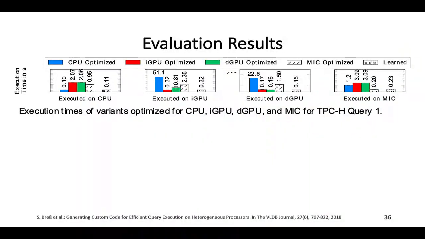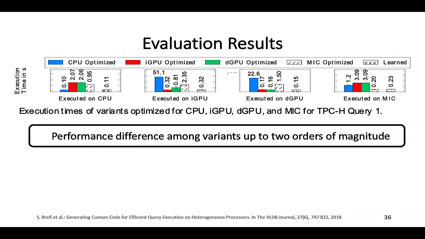So we also did an extensive set of performance comparisons, including generating several thousand code variants that we executed on CPUs, integrated GPUs, dedicated GPUs, and the MIG architecture. And what we have found there is that the performance of code variants optimized for each processor may diverge by up to two orders of magnitude. So it definitely makes sense to optimize performance for every processor in isolation.